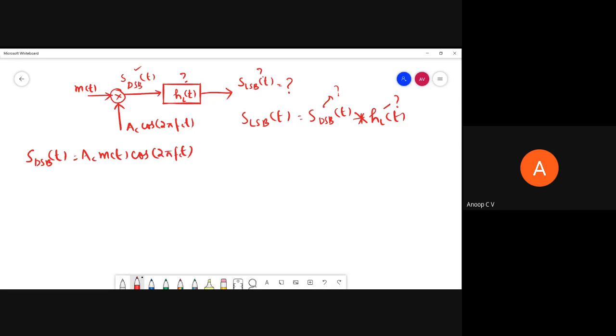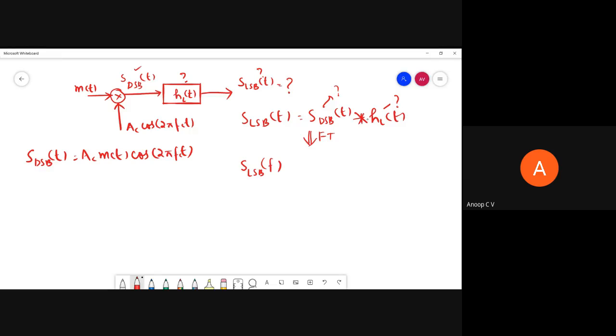Maybe I should transform this entire thing into the frequency domain. There is an advantage: this convolution will become multiplication. And visualizing this DSB spectrum and all those things are easy. So we'll convert it into frequency. I'm going to take the Fourier transform of this, so I'll get S_LSB(f).